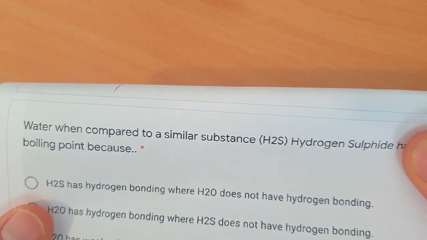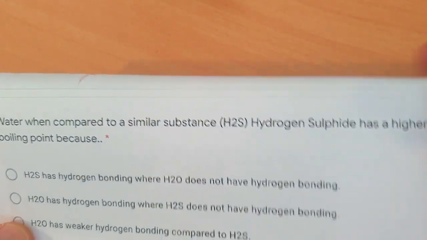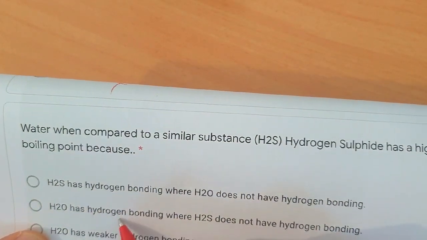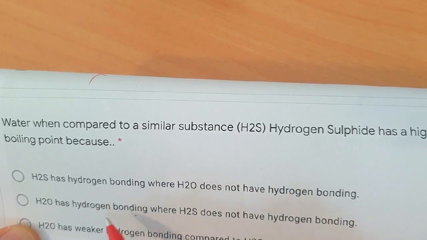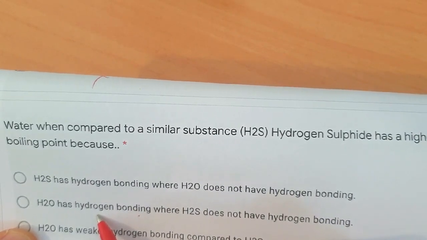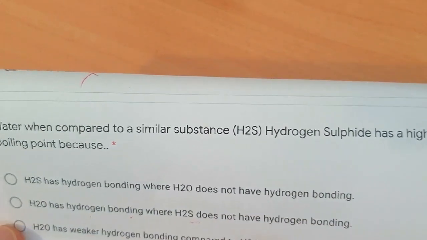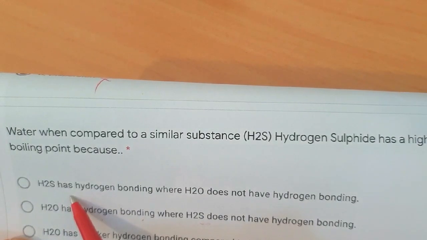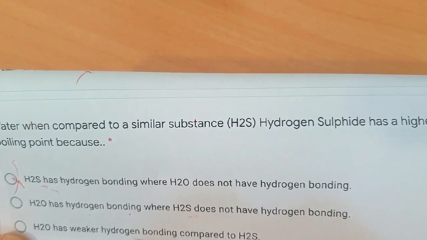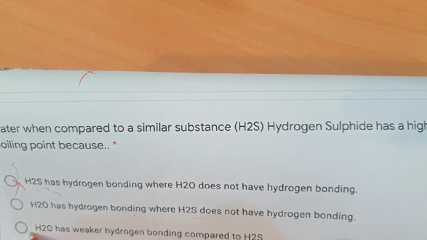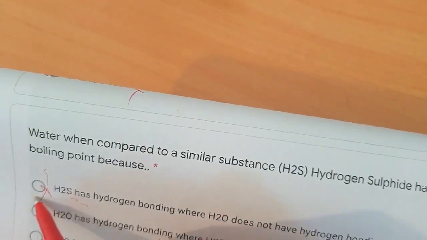Water, when compared to a similar substance such as H2S, has a higher boiling point because H2O has this special ability to do hydrogen bonding. If you think back to the graph we looked at, it was due to that hydrogen bonding that it has a much higher boiling point, whereas H2S does not have hydrogen bonding. So, no, that can't be it, because H2S can't have hydrogen bonding. H2O has weaker hydrogen bonds, no, as compared to... so H2S doesn't have any hydrogen bonds, so this must be the only answer.